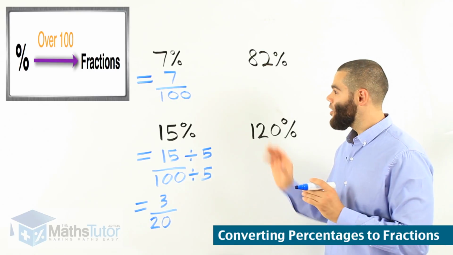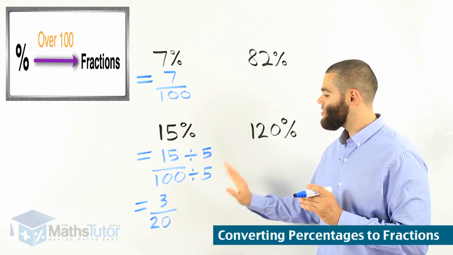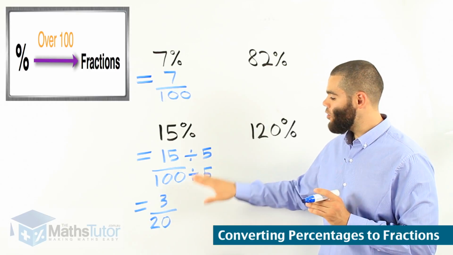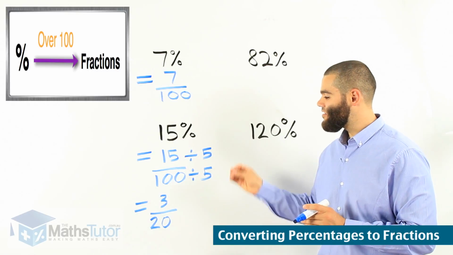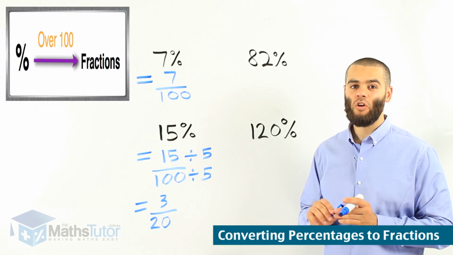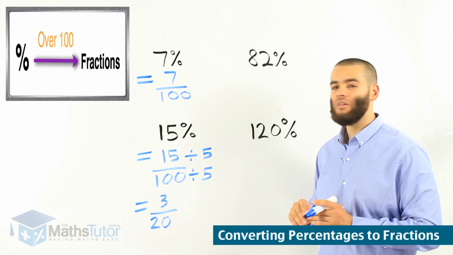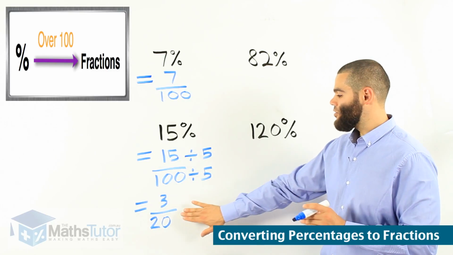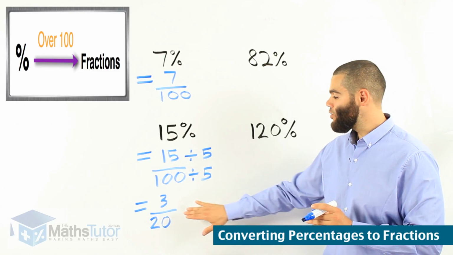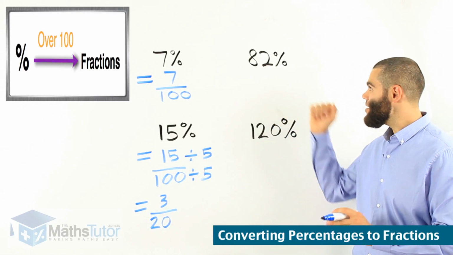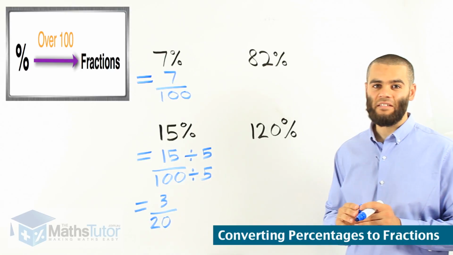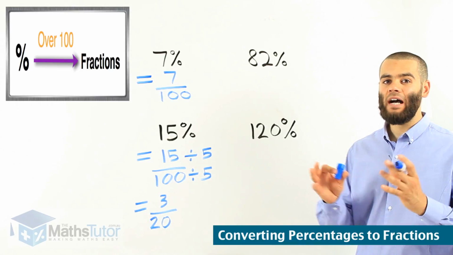So it's important when we are changing percentages to fractions, we are always looking for the simplest form. So 15% is exactly the same as 3 over 20. Put 15% in your calculator, press equals, and you'll get 3 over 20 when you are changing it in fraction form. Here, 82%. Again, percent means out of 100.